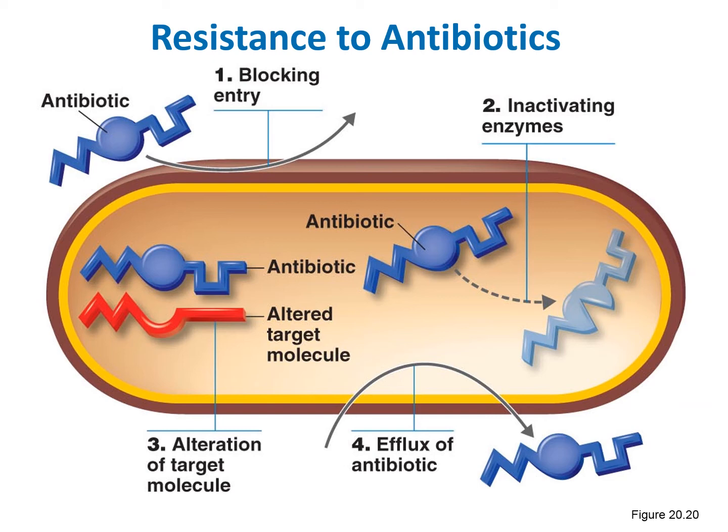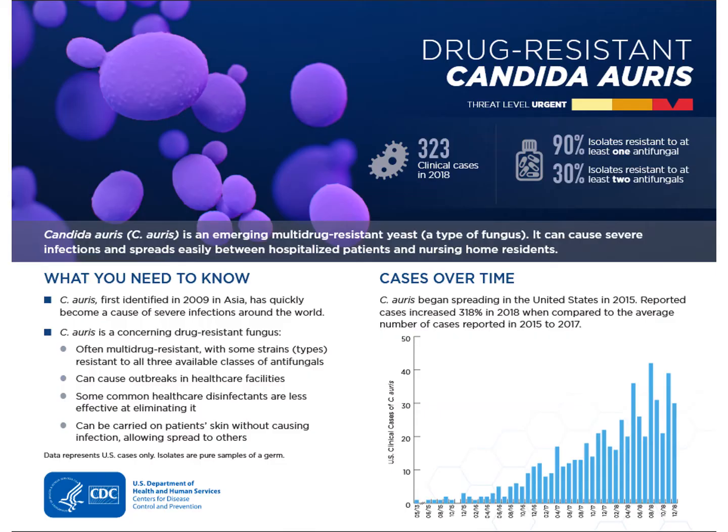The third method of avoiding harm from antimicrobials is a mutated target molecule. Antimicrobials work by binding a cellular component and inactivating it. Many bacteria develop mutations that don't allow the antimicrobial to bind. But I'd like to talk about an emerging yeast this time called Candida auris. Candida auris has caused bloodstream infections, wound infections, and ear infections, and it has a 35% mortality rate.